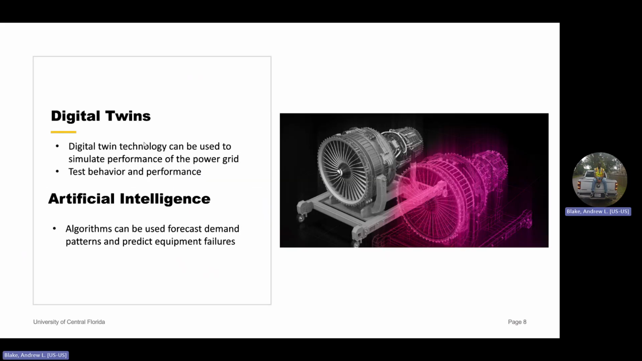Digital twin technology can be used to simulate the performance of a power grid and test its performance and behavior. Artificial intelligence algorithms can also be used to forecast demand patterns and predict equipment failures.